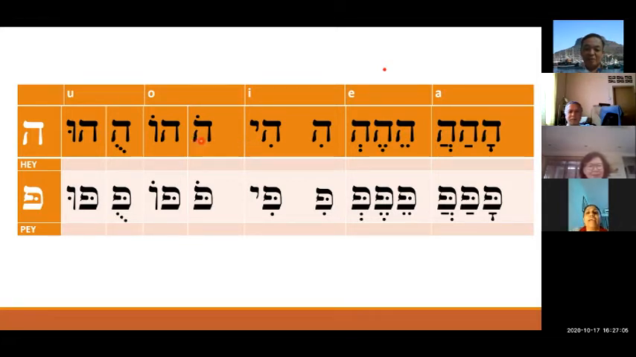Now O class vowel, just with the holum. Ho. Ho. And then with the holum vav. Ho. Very good. And the last one, with the kibbutz, the short U vowel. Hu. Hu. And then with the shuruk. Hu. Hu. Excellent. Very good.